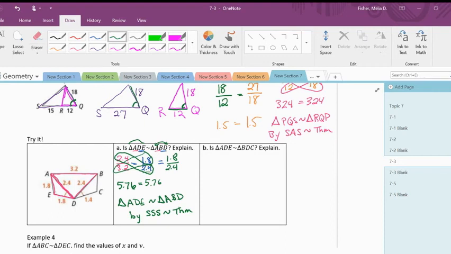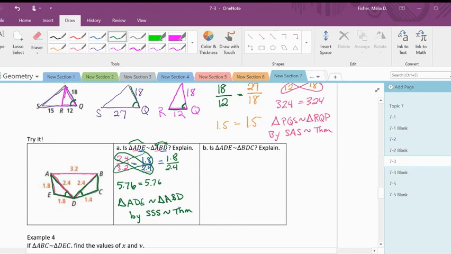On part B, we're asking if ADE is similar to BDC. And ADE, again, is this triangle out here. And then BDC is this triangle over here. So we're comparing those two triangles. Notice that we have the angle in here and the angle here. So we have an included angle, and now we need to look at the corresponding sides.